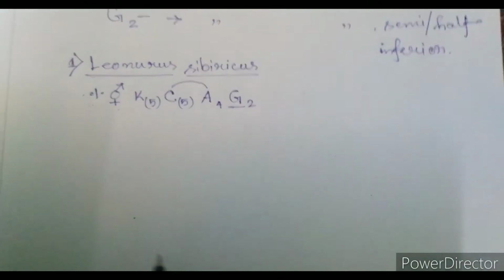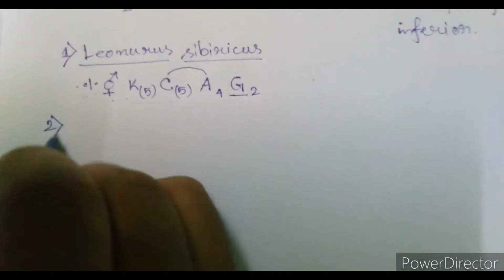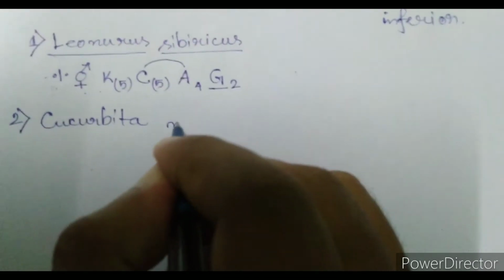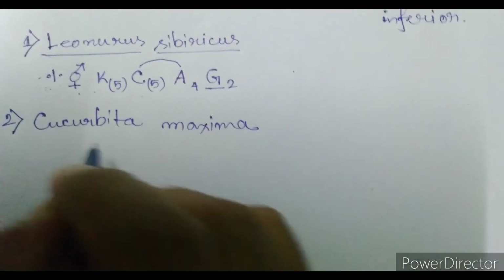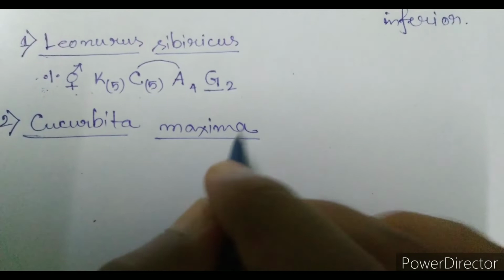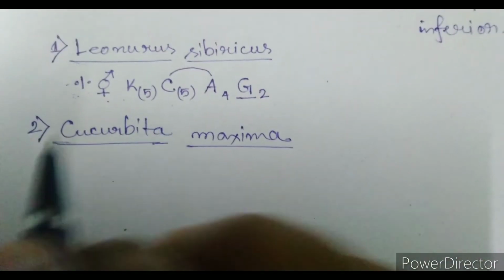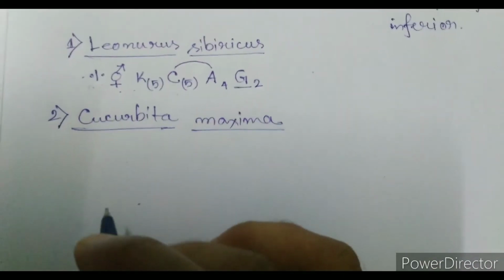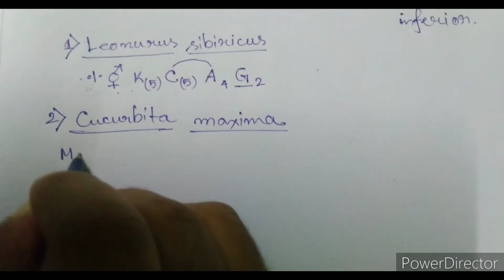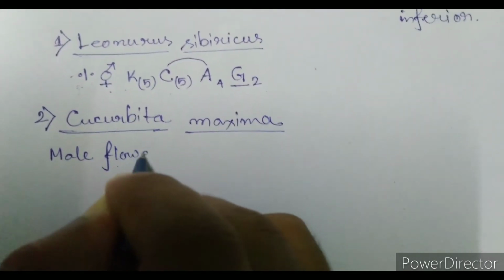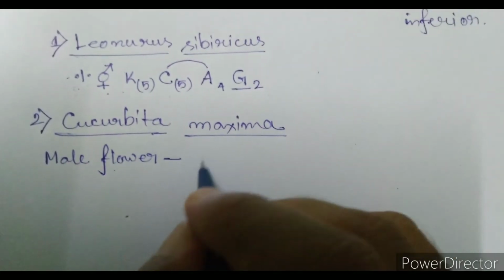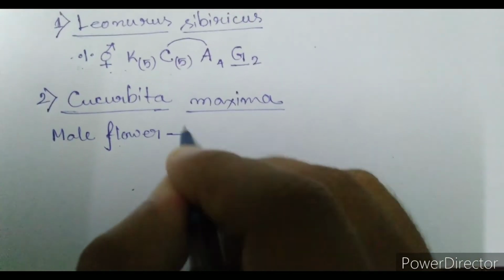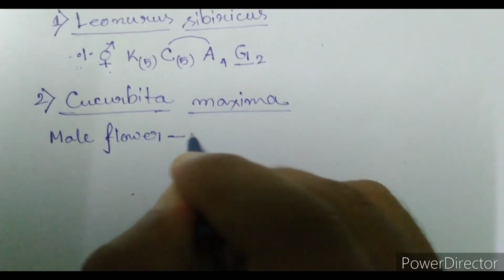Okay, and now let us take another example, Cucurbita maxima. Cucurbita maxima always bears unisexual flowers, means sometimes it may bear androecium, sometimes gynoecium. So here 2 types of floral formula are always present. First of all, if it is a male flower, then for the floral formula, first of all we check if it is zygomorphic or actinomorphic. Basically this is an actinomorphic flower.